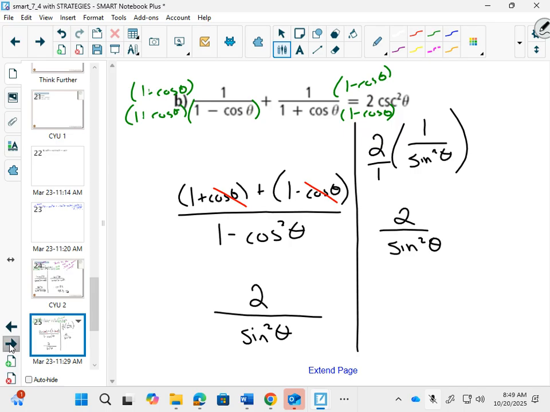And now they're the same, so I can write my statement that the left side is equal to the right side. And we're all done. Right, you can circle question 12A.